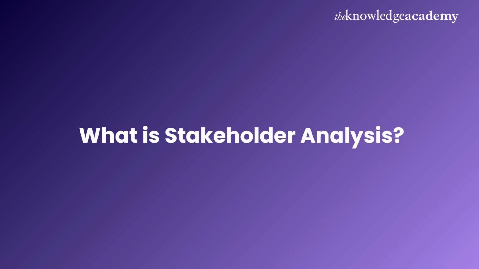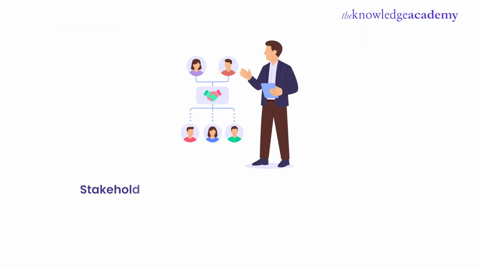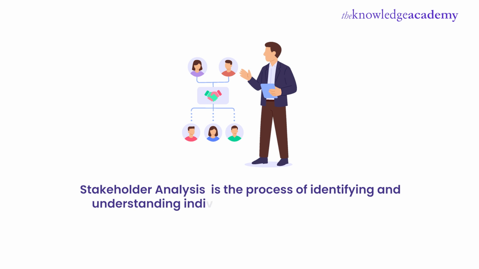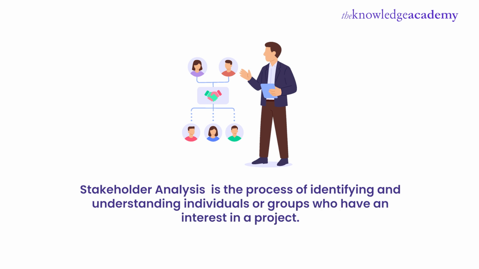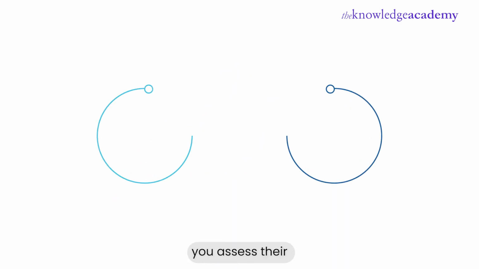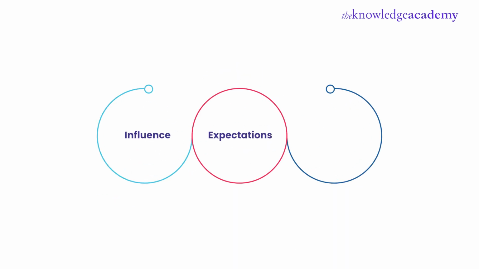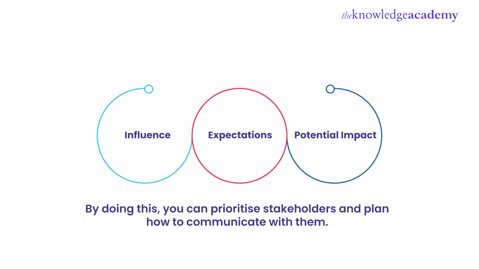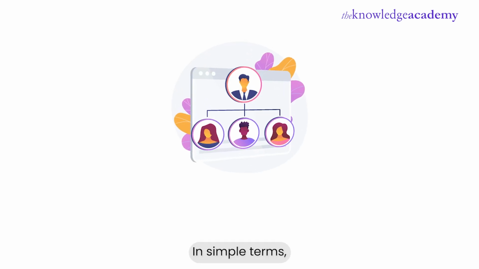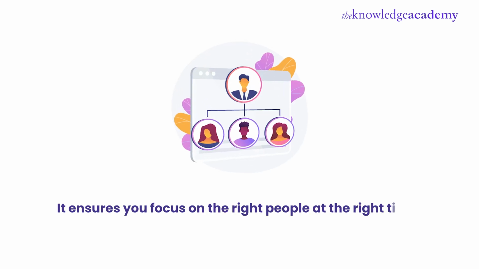What is stakeholder analysis? Stakeholder analysis is the process of identifying and understanding individuals or groups who have an interest in a project. It helps you assess their influence, expectations, and potential impact. By doing this, you can prioritize stakeholders and plan how to communicate with them. In simple terms, it ensures you focus on the right people at the right time.